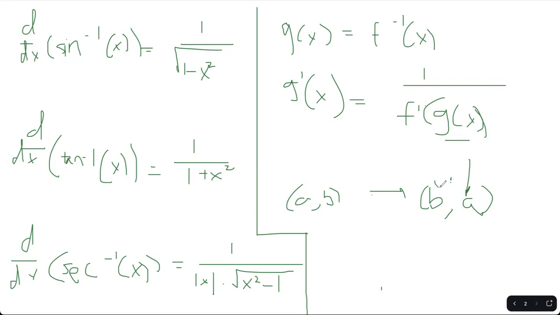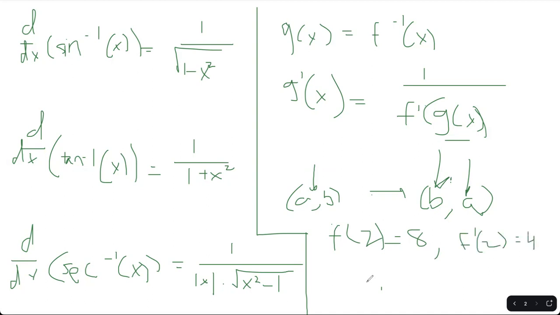Since the x value of the inverse is going to be b and the y value is going to be a, you just take the x value of the original function, which is the y value of the inverse, a. I'll give you an example. Let's say we have f of 2 is 8 and f prime of 2 is 4.